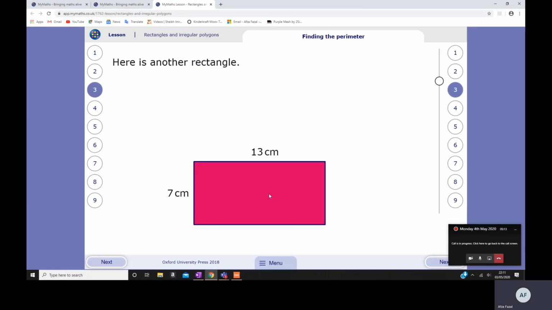Here's another rectangle. So we've got 13 centimetres and 7 centimetres. What is the perimeter? The perimeter is all the edges, the sides added together. So you'd have to do 13 and 7. Remember, parallel sides, that would be a 13, and that here would be a 7.